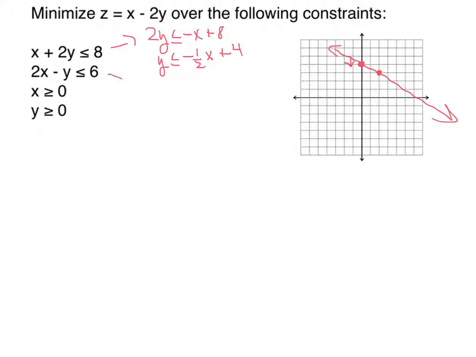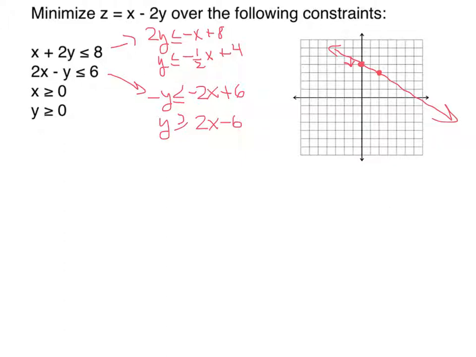Now we're going to take the next line and isolate y. And we get negative y is less than or equal to negative 2x plus 6. But we need to multiply everything by negative 1. And when you do that, remember, the inequality switches direction. So we get y is greater than or equal to 2x minus 6.